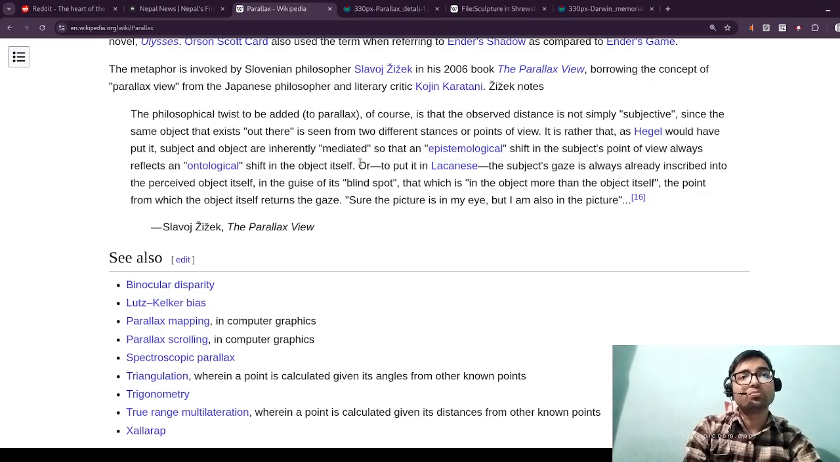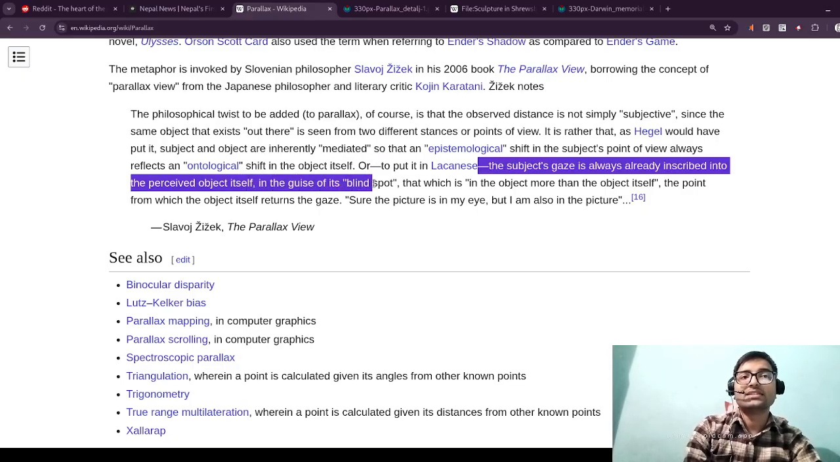Or, to put it in Lacanian terms, the subject's gaze is already inscribed into the perceived object itself, in the guise of its blind spot, that which is in the object more than the object itself, the point from which the object itself returns the gaze. Sure, the picture is in my eyes, but I am also in the picture. Slavoj Žižek, The Parallax View.